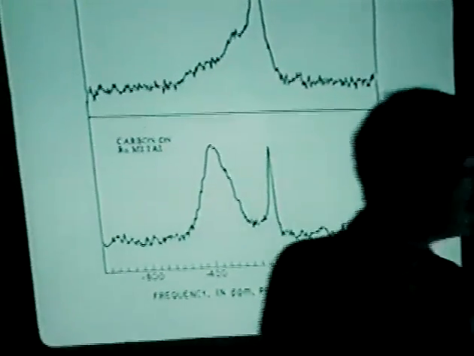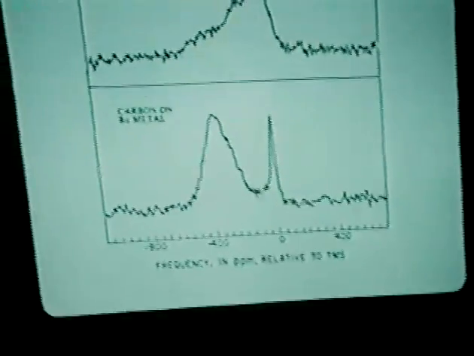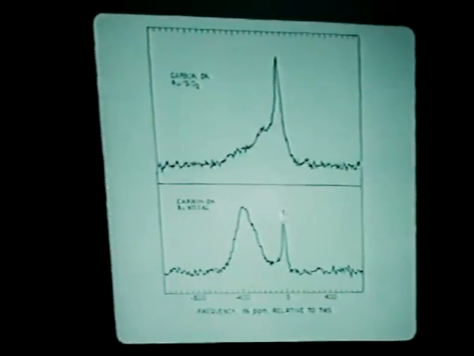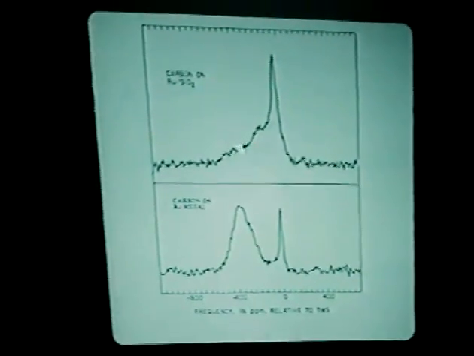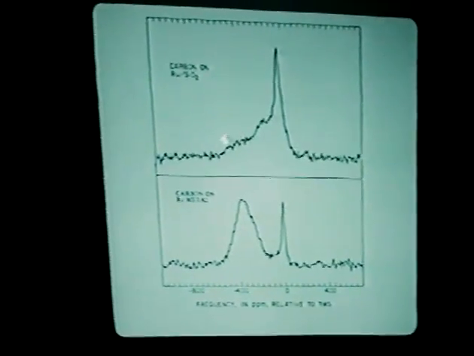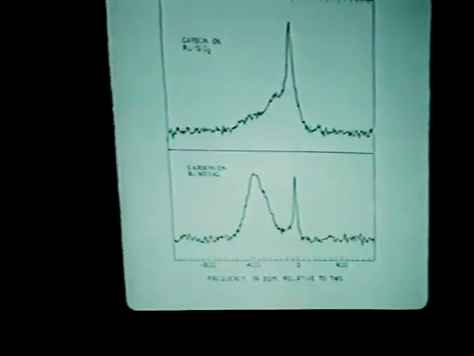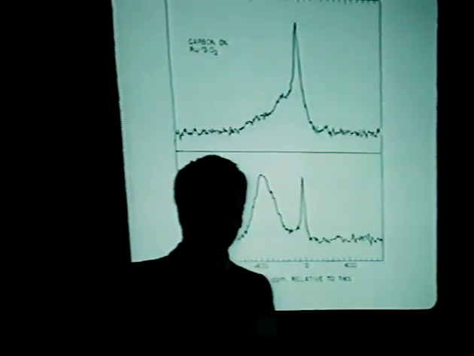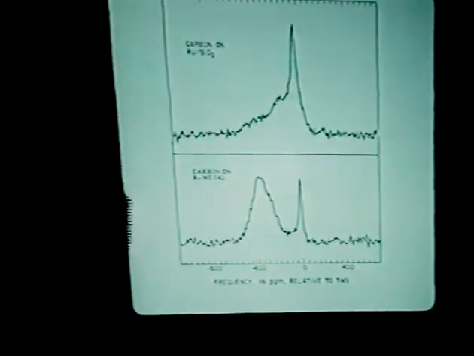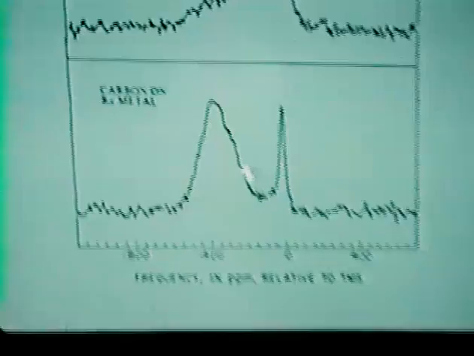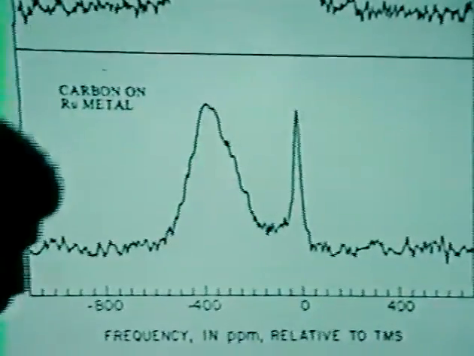And here we see, as I pointed out before, that this process converts some of this peak, the steady state amount, into these downfield peaks over here. You see somewhat of it being created on the sample ruthenium on silica, but we see enormous peaks for carbon on ruthenium metal. Okay? Well, we can go through here and integrate under these lines, and we get the approximate intensity for the carbon to ruthenium ratio.